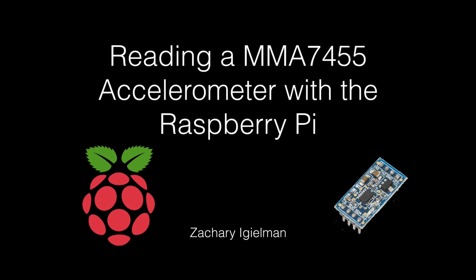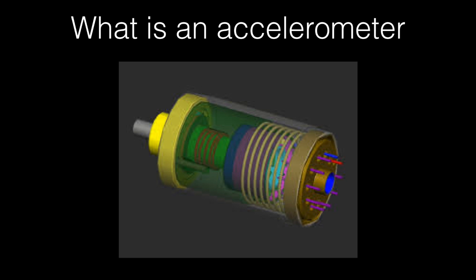I'm Zachary Eigelman, and today I will be teaching you how to read an MMA7455 accelerometer with the Raspberry Pi. What is an accelerometer? An accelerometer is an electromechanical device that will measure acceleration forces. We will be measuring gravitational force. We will use the MMA7455 3-axis accelerometer, and we'll communicate with it to the Pi via I squared C.